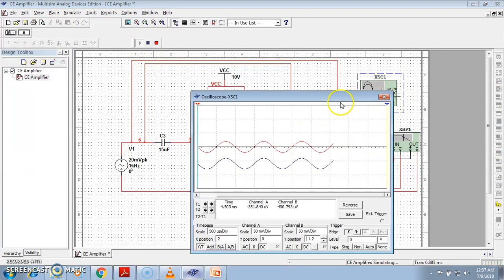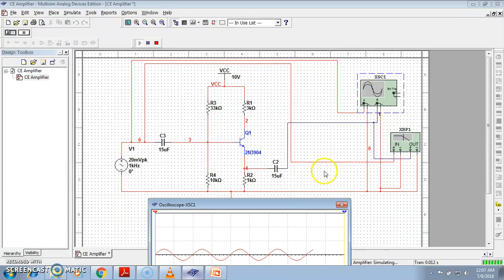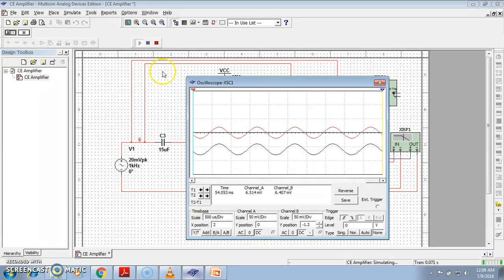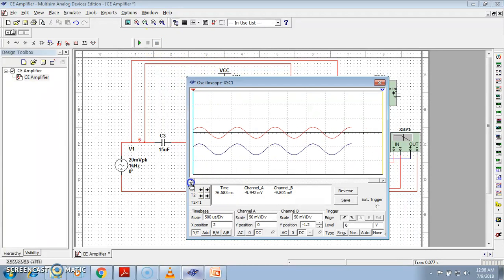When we press the oscilloscope, it starts giving output, but before going to the output, check carefully. The A terminal is the red wire, and that is the input, and the B terminal is connected to the output, which is the blue wire. So the red waveform is the input waveform, and the blue waveform is the output waveform. Now if I stop the simulation, see what is happening at any instant.